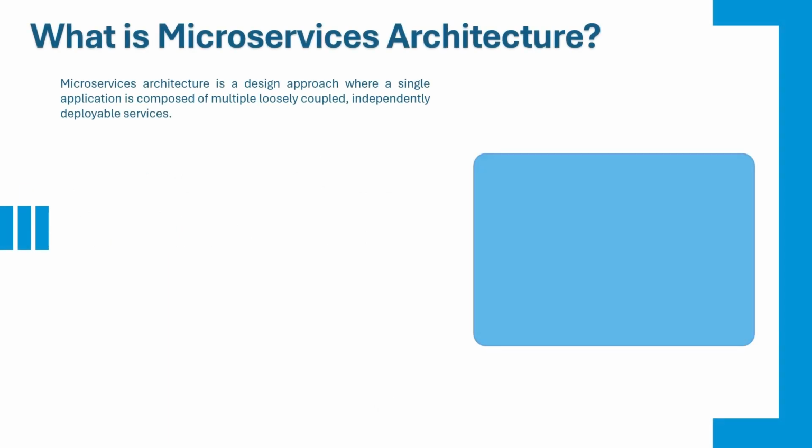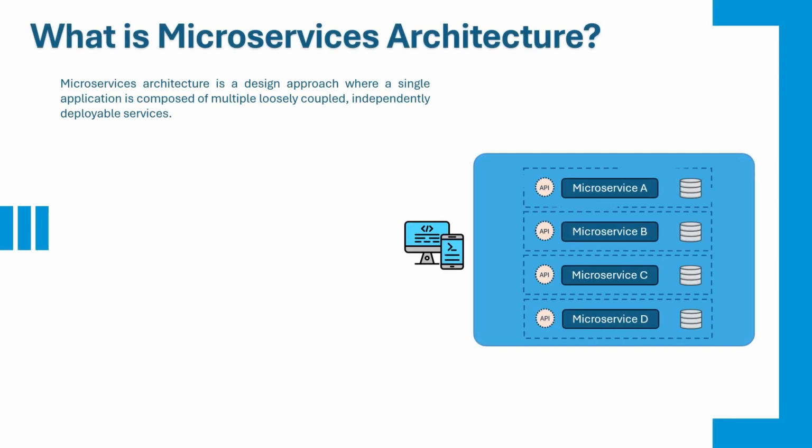Microservices architecture is a design approach where a single application is composed of multiple loosely coupled, independently deployable services. Unlike traditional monolithic and three-tier architectures, microservices break down an application into smaller, manageable pieces that can be developed, deployed, and scaled independently.